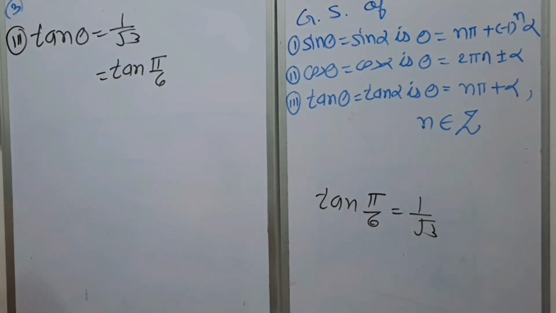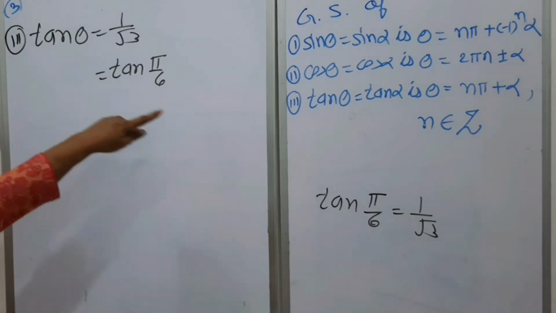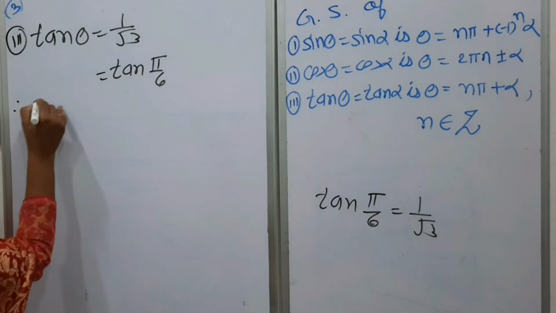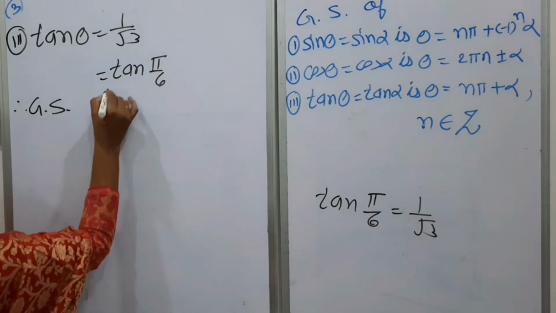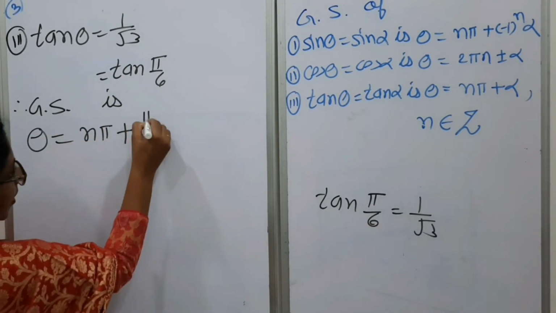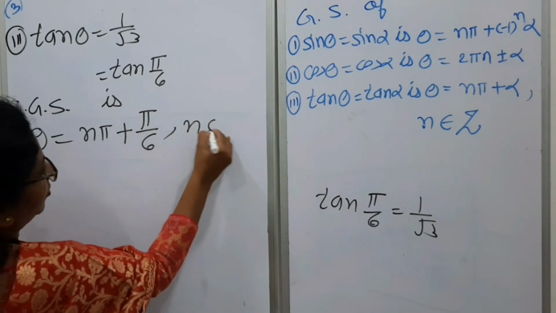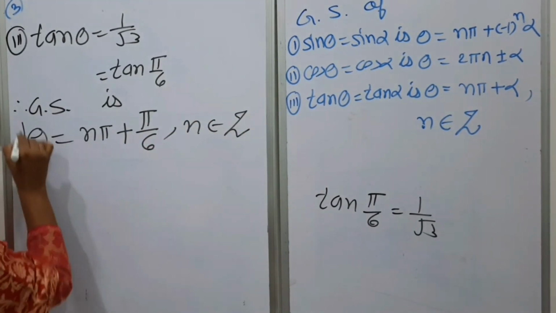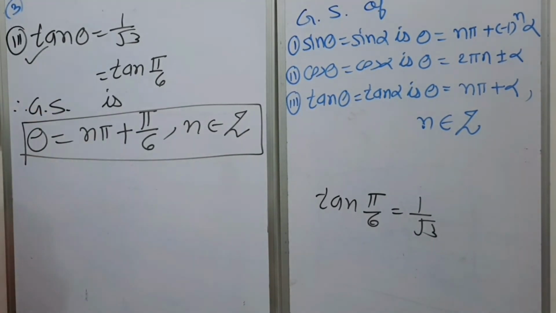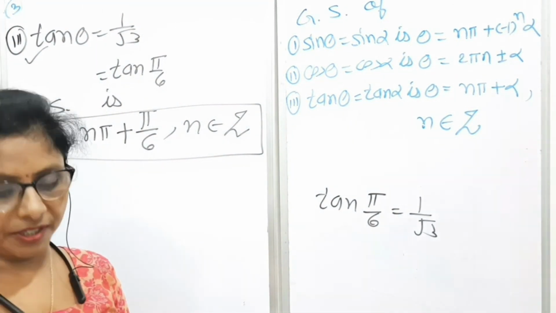Now compare this with our third solution. Tan theta equals tan alpha gives theta equals n pi plus alpha. So here instead of alpha it is pi by 6. Therefore the general solution is theta equals n pi plus pi by 6, where n belongs to the set of integers. Simple one. This is the general solution of tan theta equals 1 by root 3.